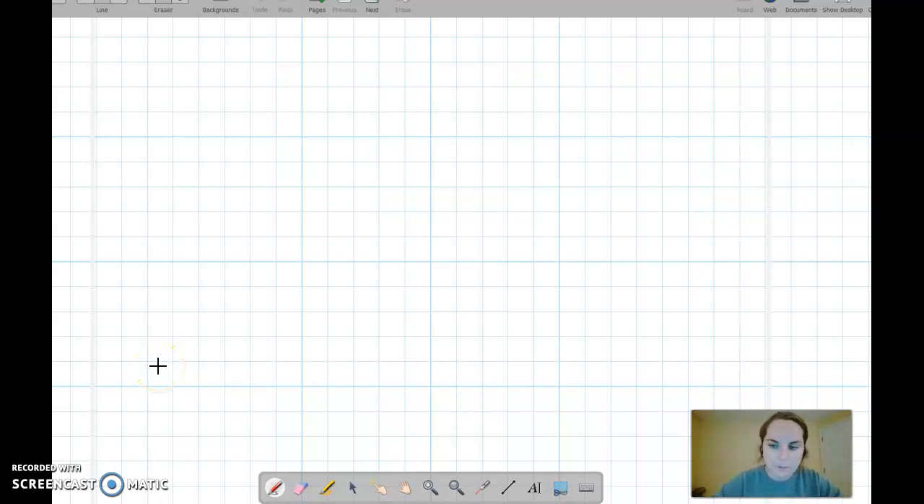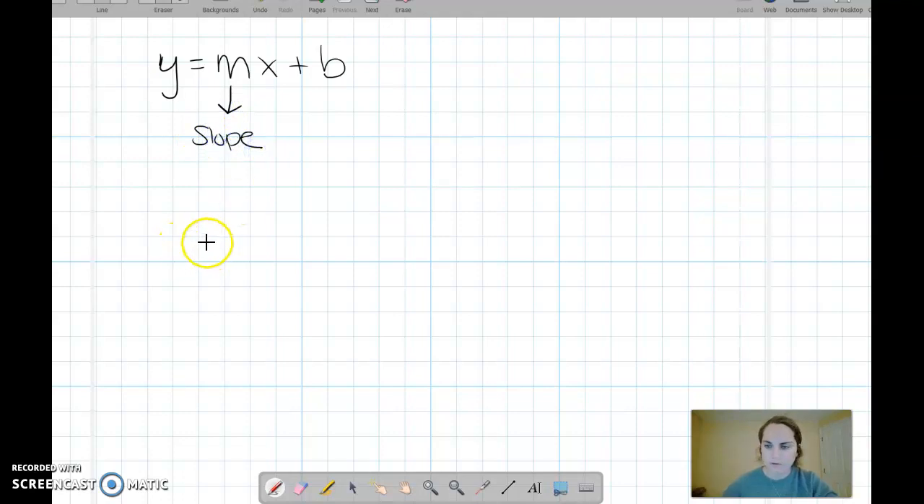Today we are going to be going over y equals mx plus b and how we are using it to find slope. So let's start with our lovely linear equation. y equals mx plus b. And we talked about the m is equal to the slope. I'm sure you have learned this in math class. This is just a quick review.